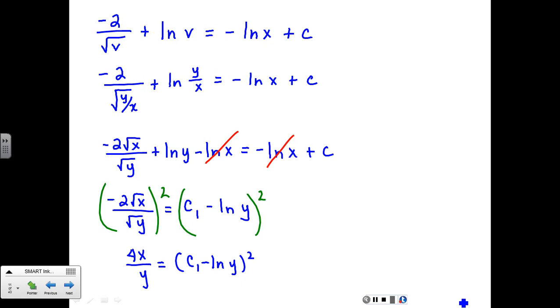It's just naming my constants. Y'all had problems with C1s and C2s and C3s. Here, of course, you would just have the one issue going on. I can do better with this. What would we need to do? Multiply by y? So we just keep on. We won't kill this one. 4x equals y times C1 minus ln y squared. And somebody said what? You could divide it by 4.